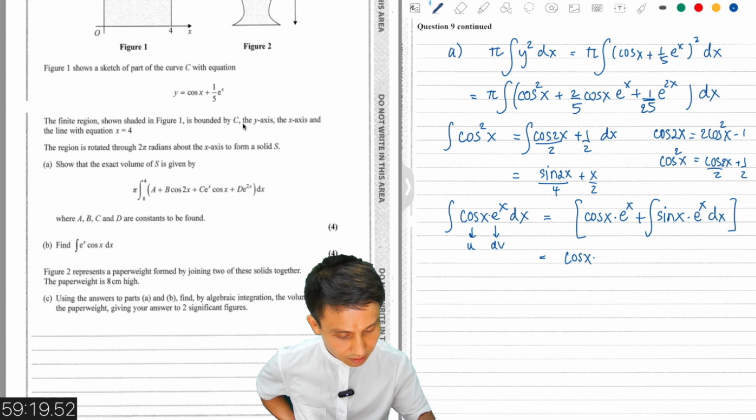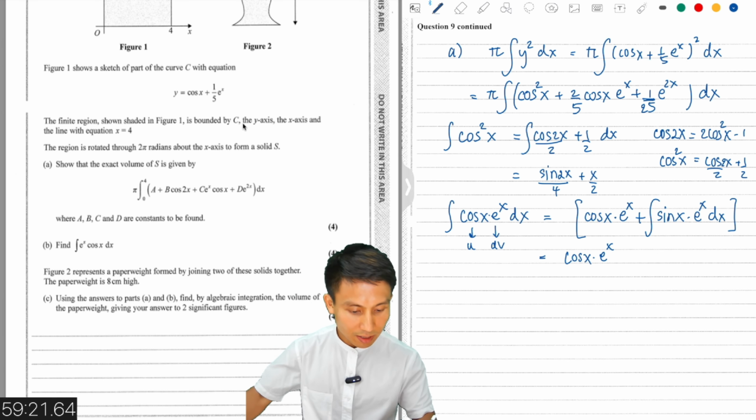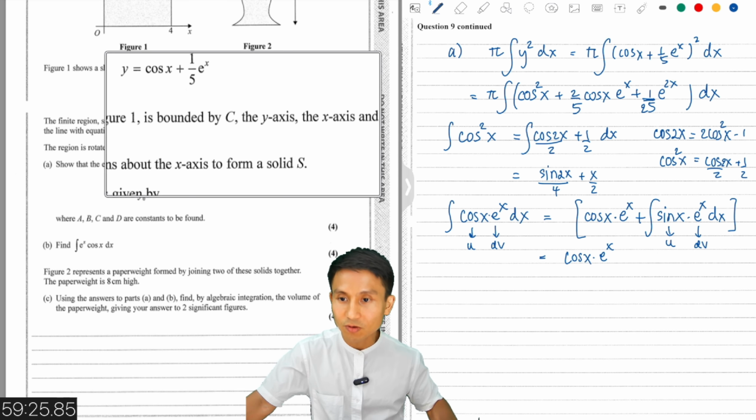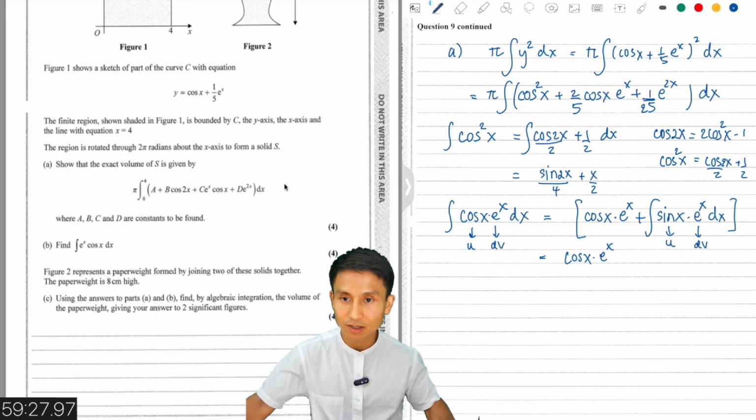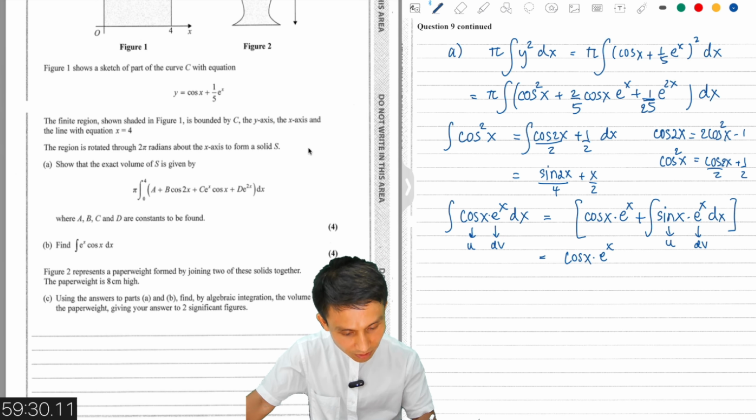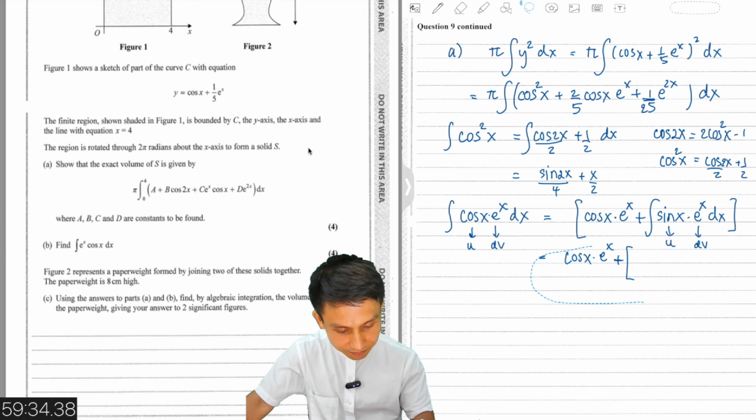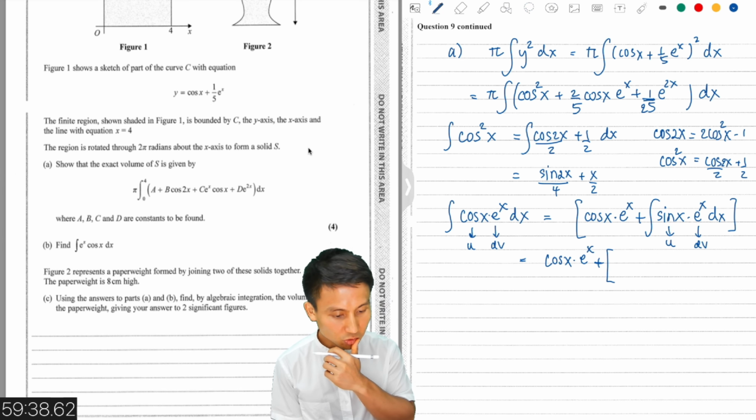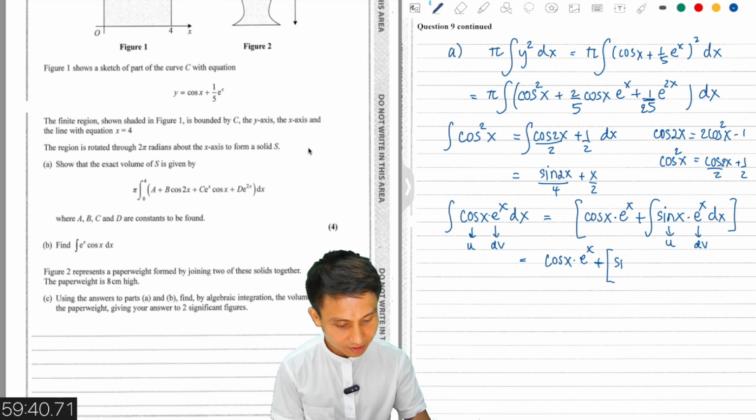So we have cos x e to the x, and then that again will be another by parts, right? Because again, this is loop integration. So that's going to be another by parts where we put it in the whole brackets again. Okay. So u v, again, u is easy, sine x.